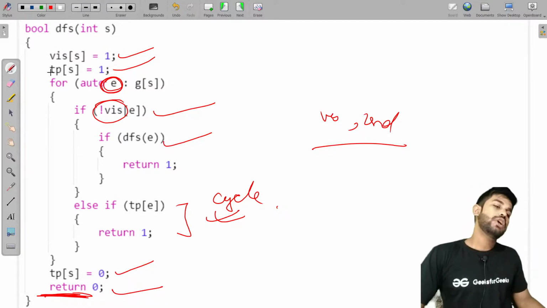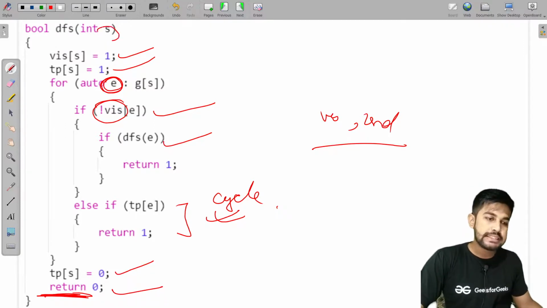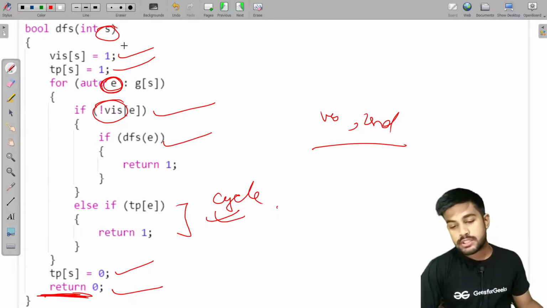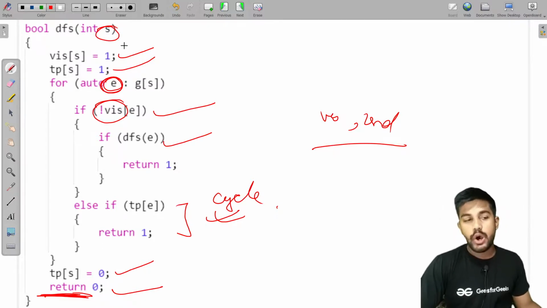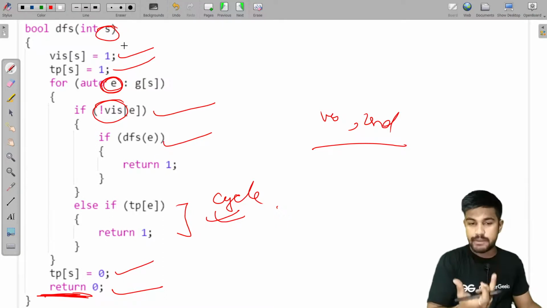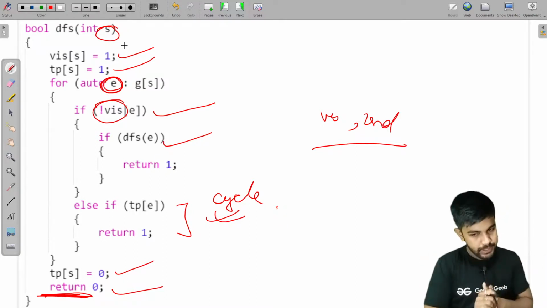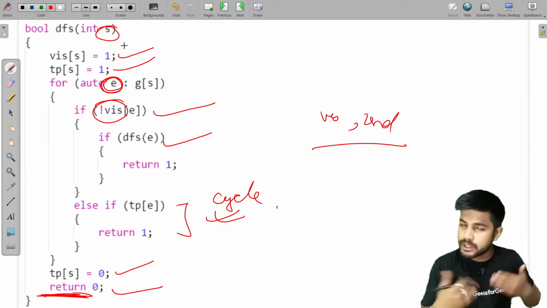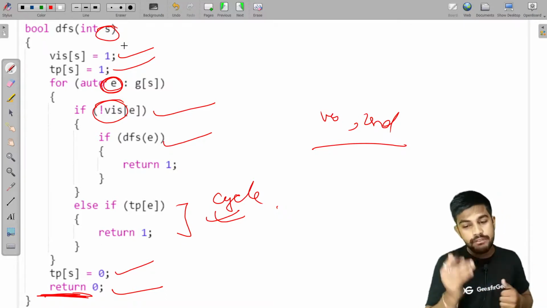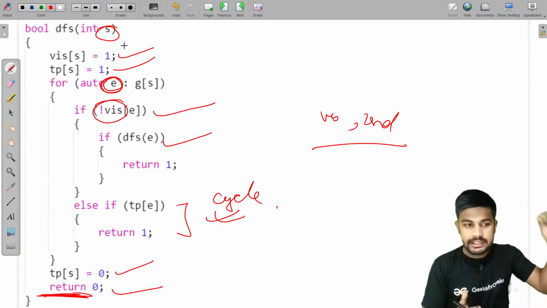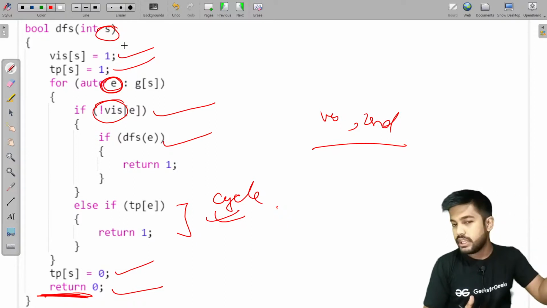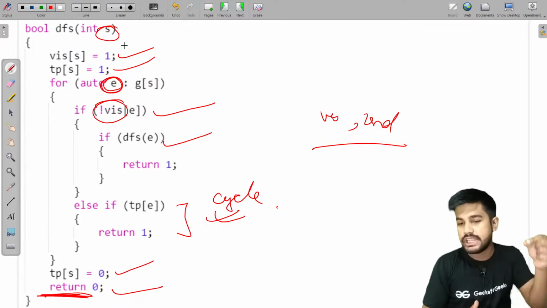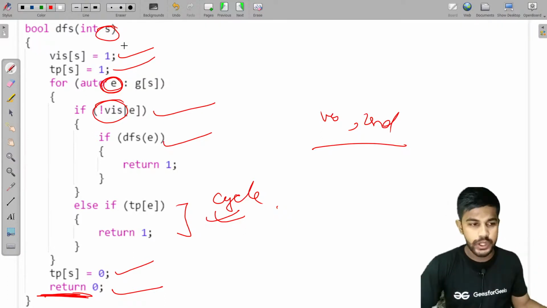Okay, and now you would be asking me why I am not passing the other two arrays. It's because I am a very big fan of declaring variables as global, and I try to pass the parameters as few as possible. Okay, why? Because it makes the program very much understandable. So I have declared the visited array and the temporary array at the top only, so that the code would be very clean and very easy to understand.